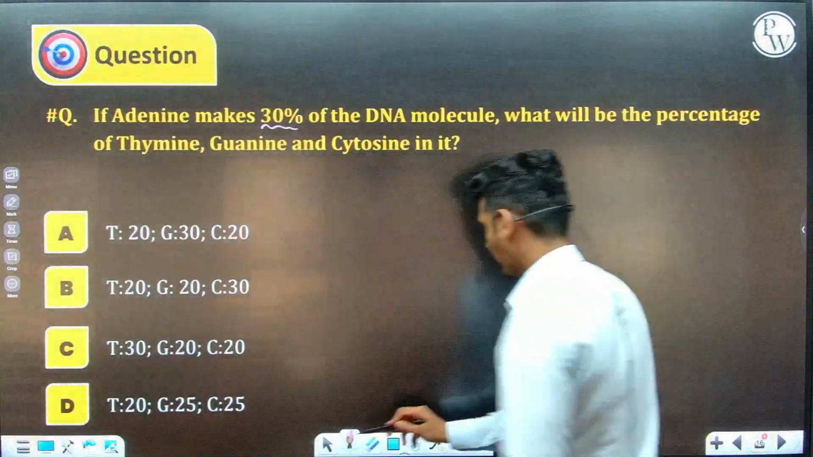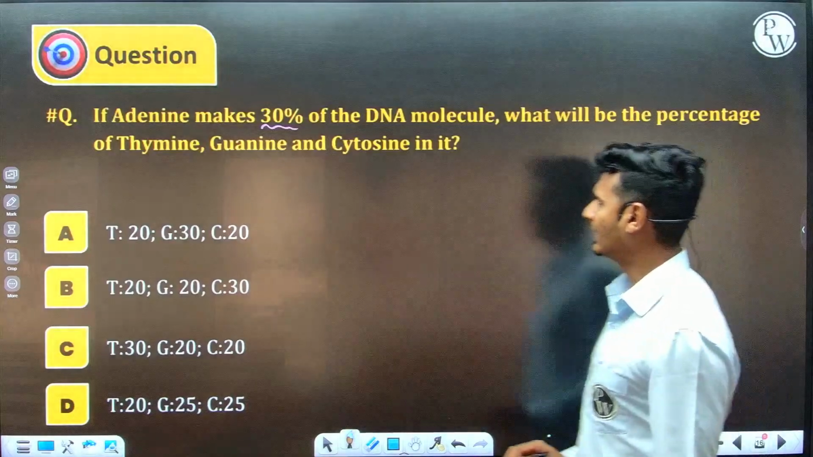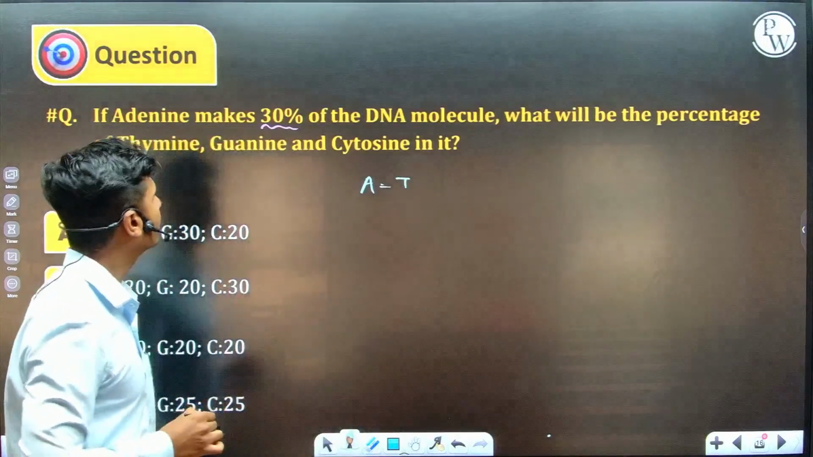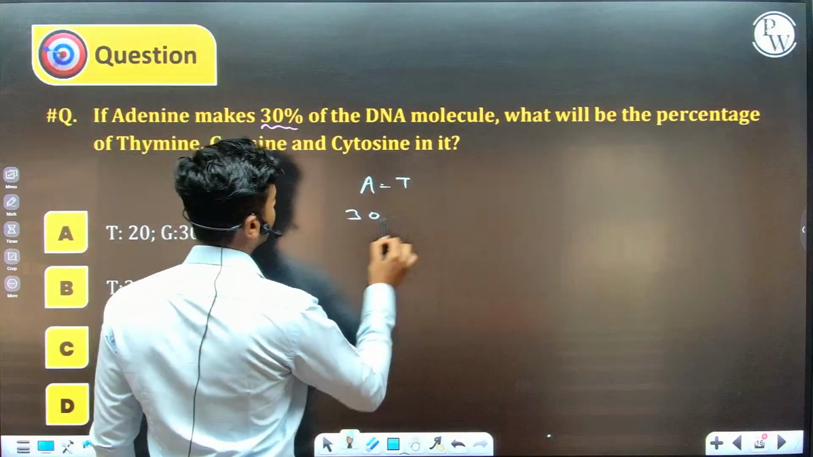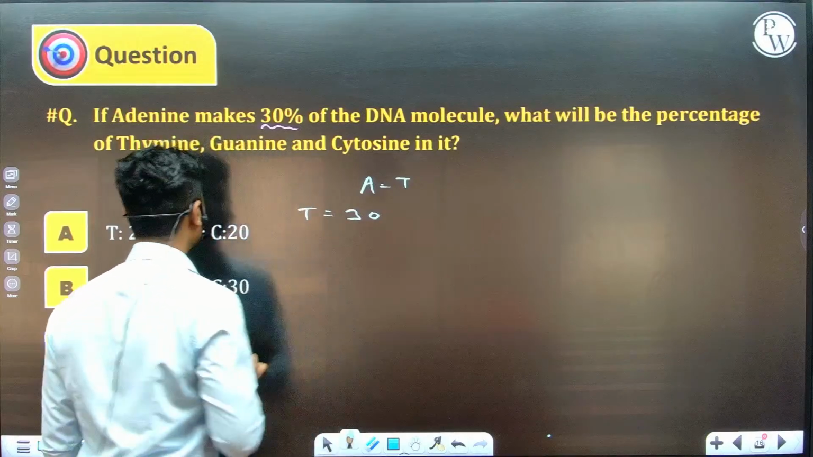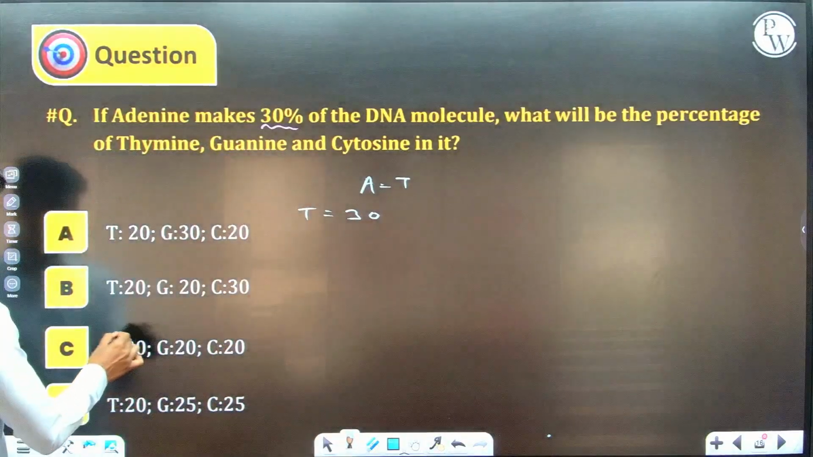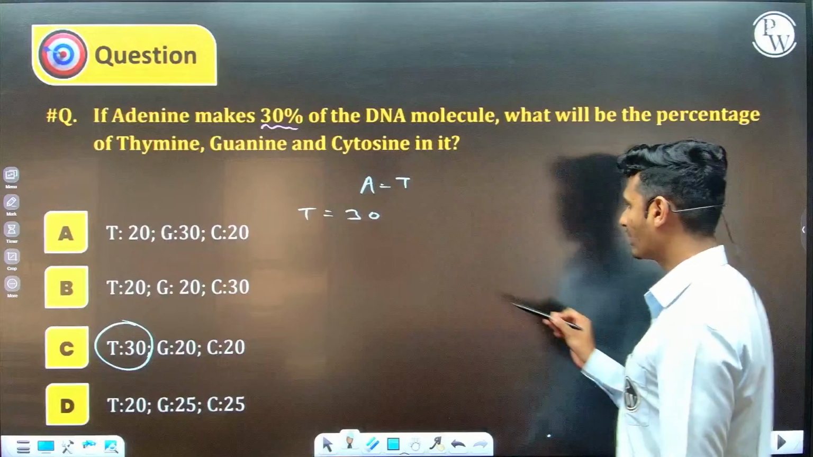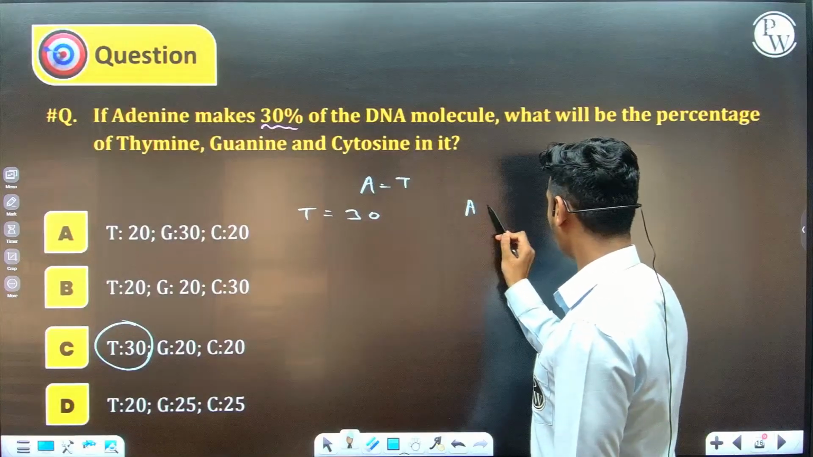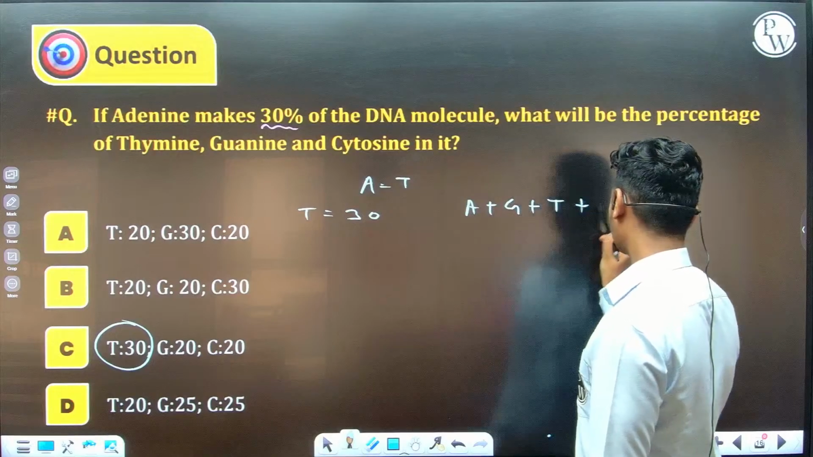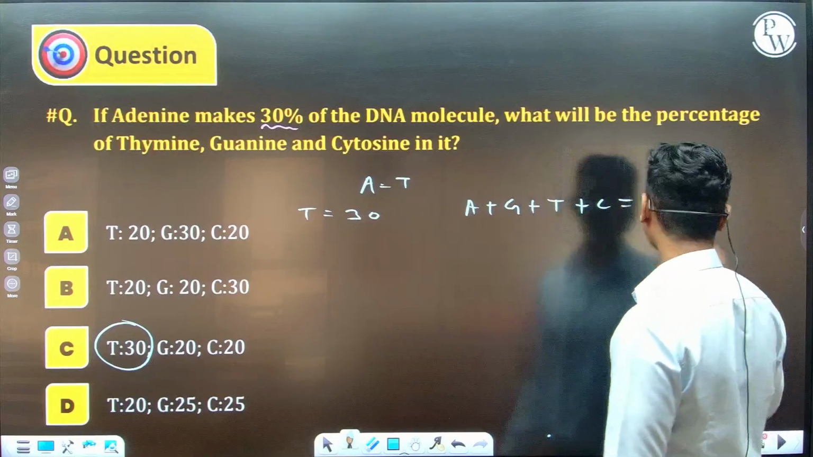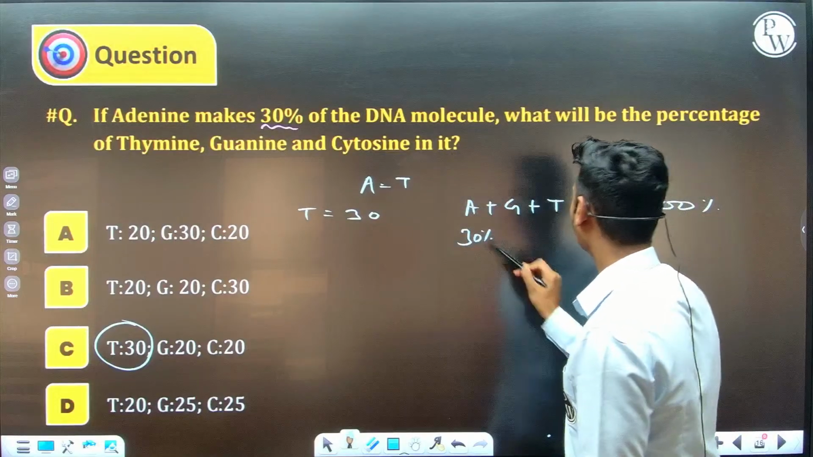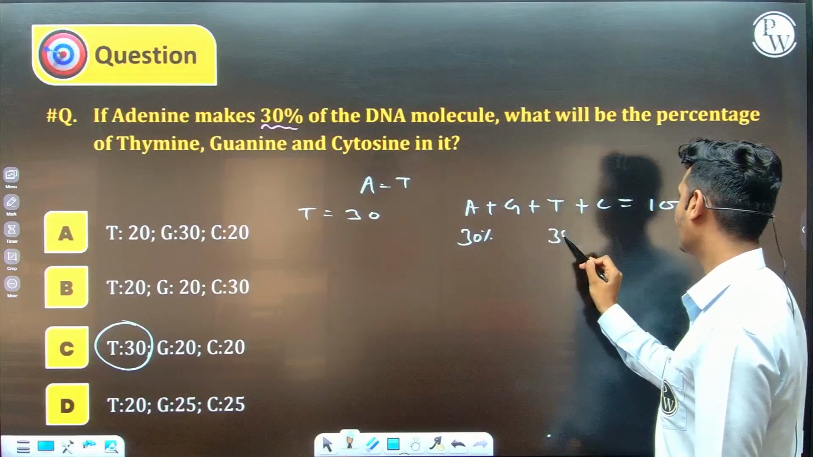Let's try to solve this question. This is an easy one. A equals T. It means adenine is 30%, so thymine is also 30%. There is only one option with thymine 30, but we also have to calculate guanine and cytosine. So A plus G plus T plus C equals 100%. A is given as 30%, and we already calculated T as 30%.